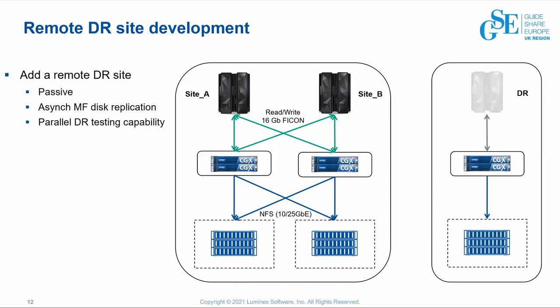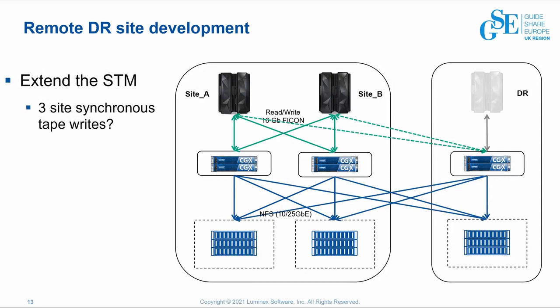As a remote environment, it's typically a passive environment with asynchronous replication for the mainframe primary disk, and of course, parallel DR testing capability out of it. Tape is different to the transactional nature of disk. So even on a more remote data center, we could extend our synchronous tape matrix across the 3 sites. We have implemented a very large one of these just recently, and it's working very well. And on this basis, you use the CGX at the prime sites. So all the CGX at the prime sites contribute to creating the additional 3rd copy synchronously with the write from the hosts.